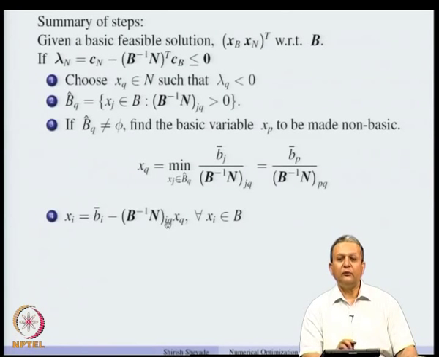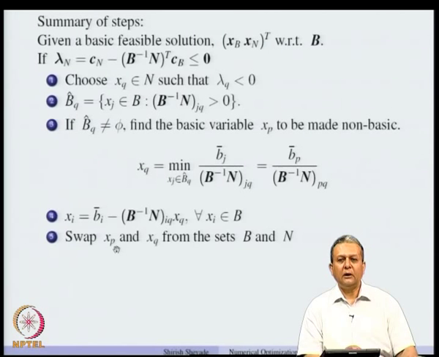And remember that since we have chosen xp to be made non-basic, there will be a point where xp becomes 0 as xq increases, and that is the first point where xp becomes 0. The rest of the non-basic variables will remain 0. So, in the entire step, we increased xq to a positive quantity. Note that both this numerator and denominator are positive. We made xq a basic variable. By this update, we made xp 0, so that it becomes a non-basic variable, and the other basic variables either increase or decrease depending upon the sign of B inverse N, but none of them will go to 0.